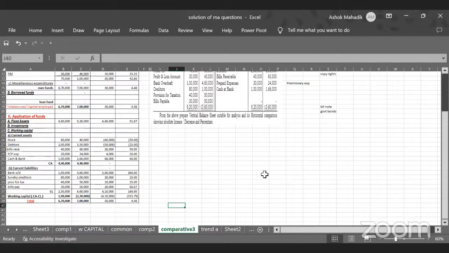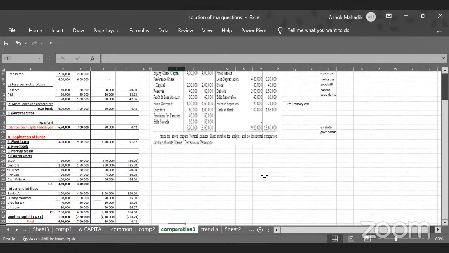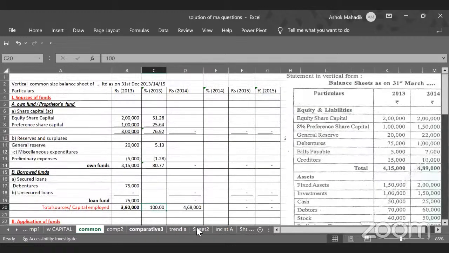Any doubts in this, students? Please type in live chat, or you can write in the WhatsApp group also, no problem. Just go to the ratio sum and try to solve it.